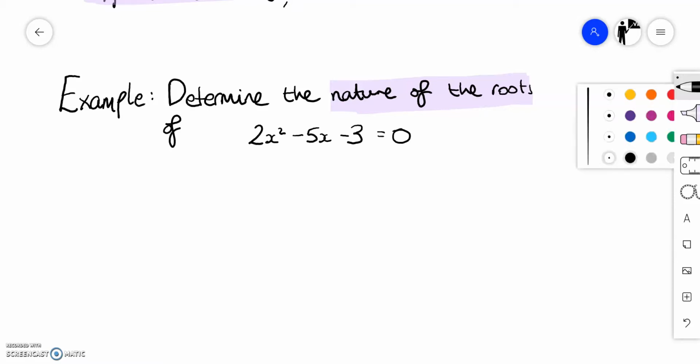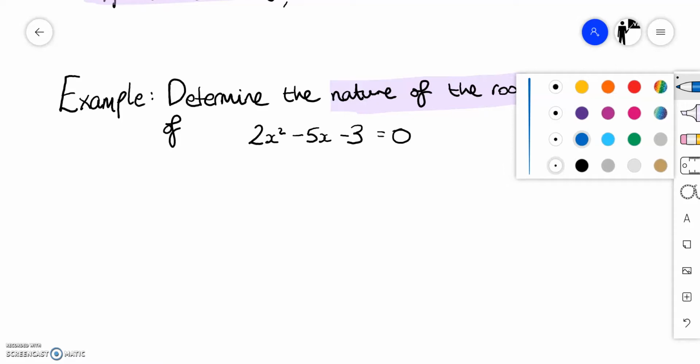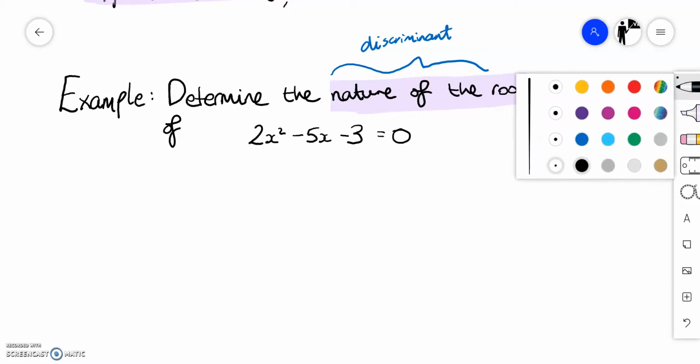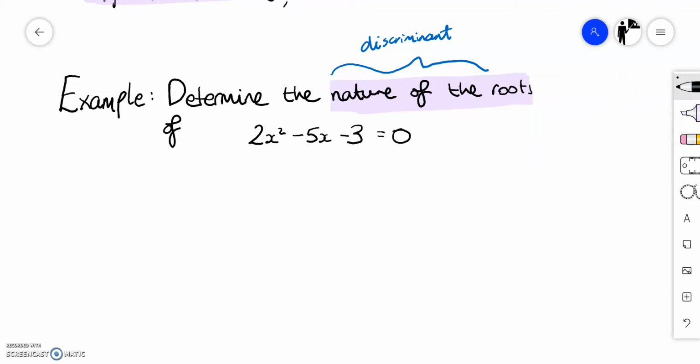So although it doesn't tell us to do this, when you see determine the nature of the roots, you should be thinking discriminant. That's a connection you need to be able to make there. So determine the nature of the roots of this equation. We're going to need to evaluate b squared minus 4ac. So we need to extract the values of a, b and c.